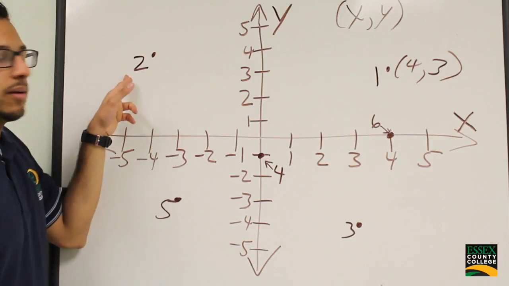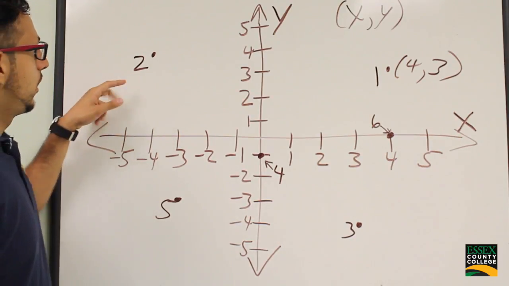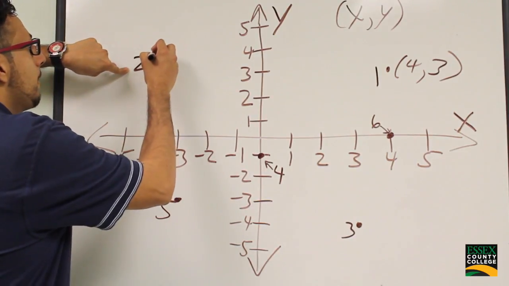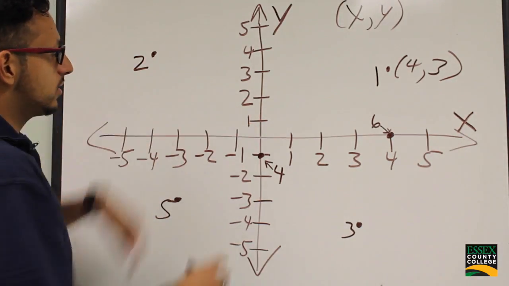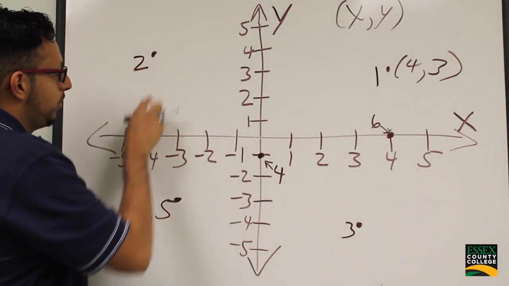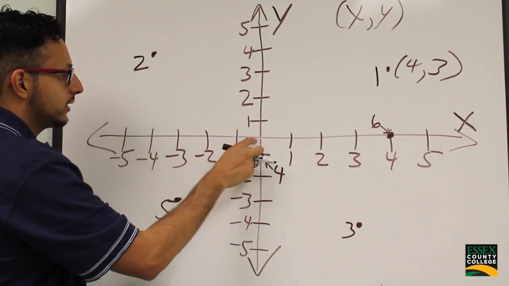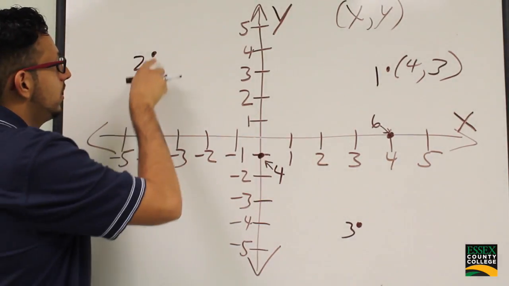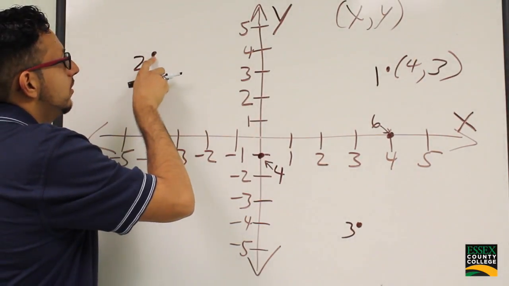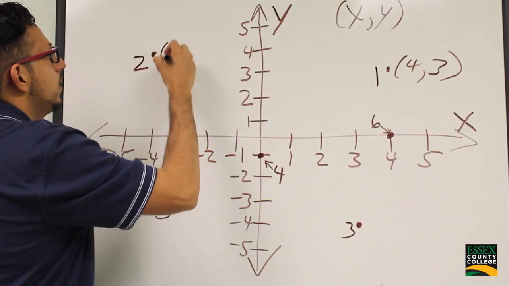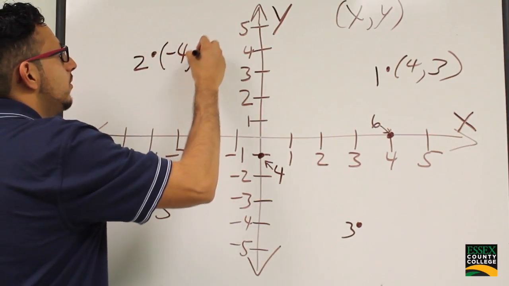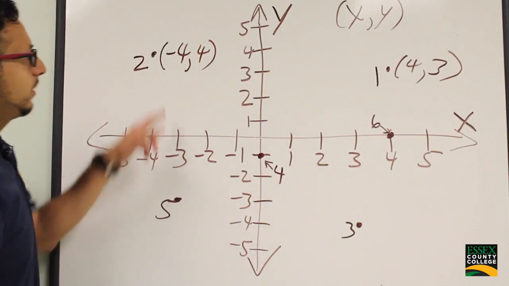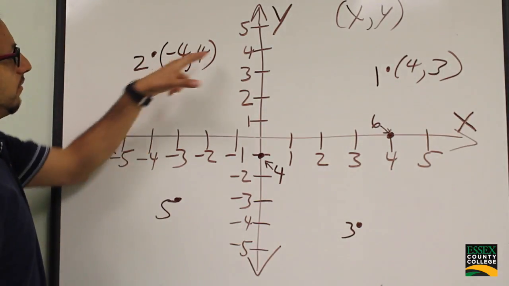Let's go to the second point, number 2. So we see here x, we always start at origin. So this point lies above -4 for x. So we go -4 and then we go up to 4 for y. So this point is -4, comma 4. Because -4 is the x, 4 is the y.